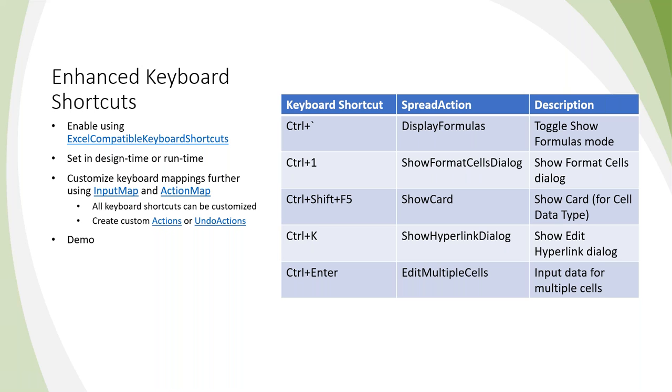Keyboard shortcuts can also be customized in Spread Designer using the input map editor, which can be used to import the Excel compatibility input map included with the control, which includes additional common Excel shortcuts. Applications can create custom action or undo action classes to implement custom user actions for automation and integration with the Undo Redo Manager. Now I'll show a quick demo of how to enable the Excel compatible keyboard shortcuts in the Spread Designer.